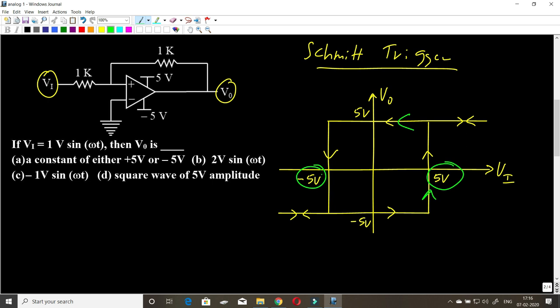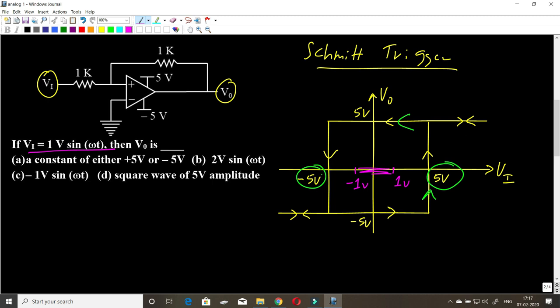Now for the given input, let's find out what the resulting output is going to be. So what is the given input? 1 volt sine omega t, which is a sine wave that varies continuously between 1 volt and minus 1 volt. So on the input axis, let me label 1 volt and minus 1 volt. And the input in this case, like I just said, will vary between 1 and minus 1. So clearly the input is always varying within the loop. It never goes outside of the loop.